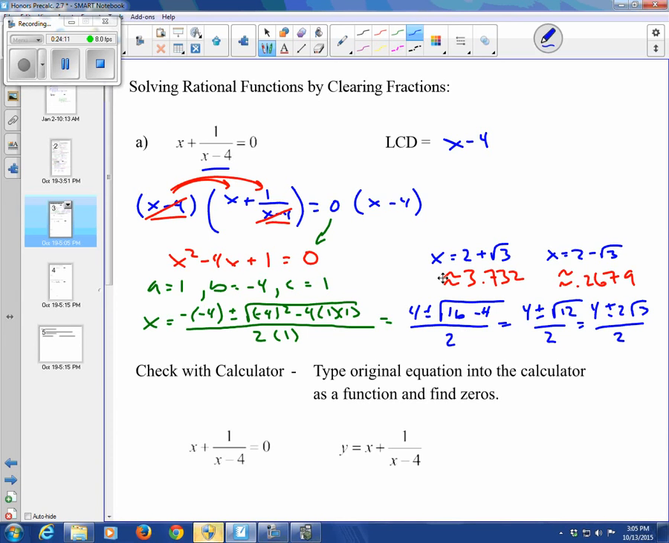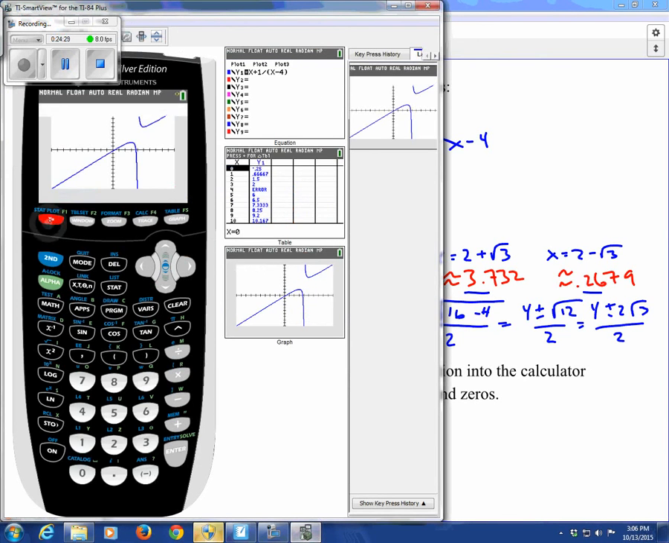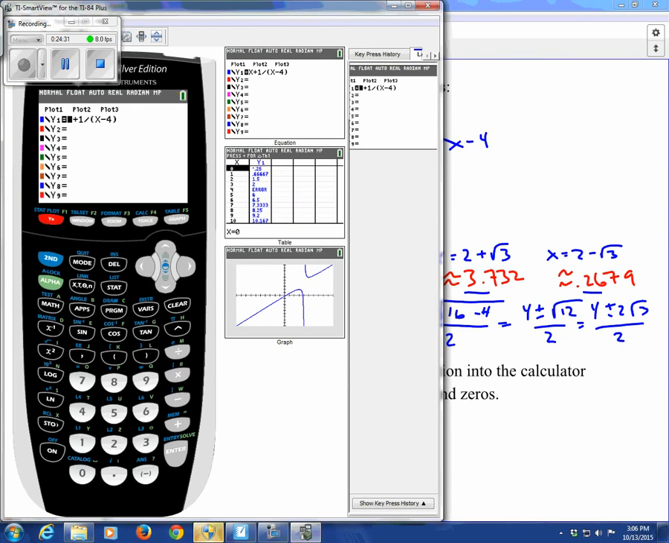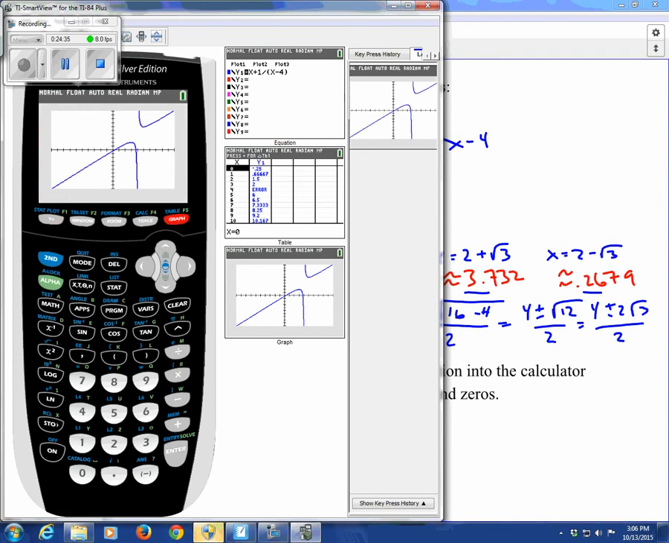to change our equation into a function, right? Type it into the calculator, and since our equation equals 0, we can see if this function has x-intercepts that correspond to these solutions right here. So taking out our calculator, we would plug in x plus 1 divided by x minus 4, and then graph that guy. That gives us this graph right here.